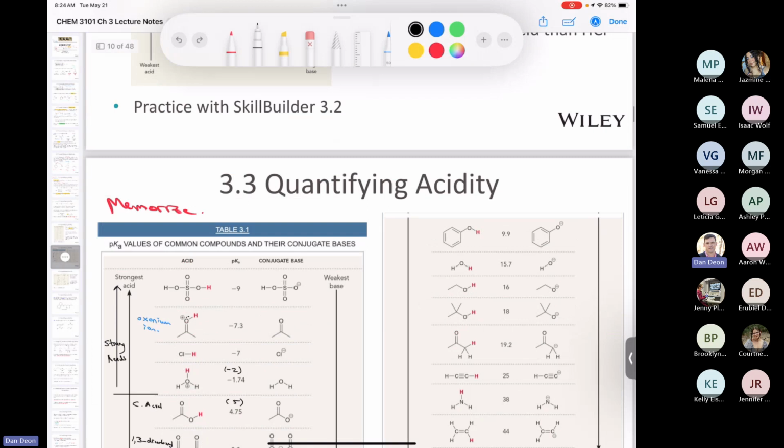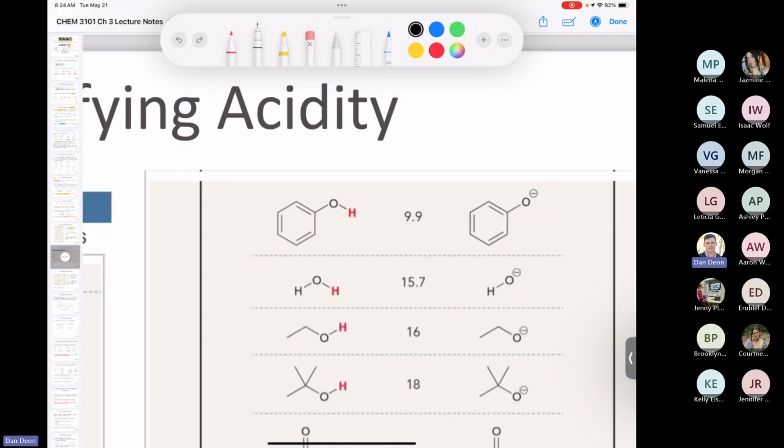Moving on from there, hey, you recognize this guy? I just talked about it a few minutes ago. This is phenol. Okay, phenol has a pKa of 10. So it says 9.9, but 10 is going to get you anywhere you want to go.